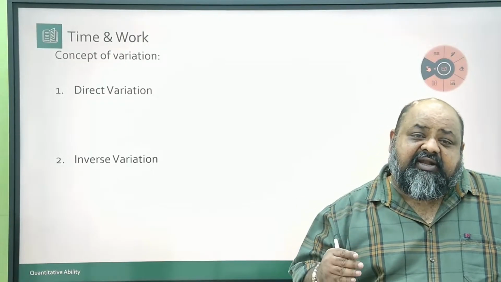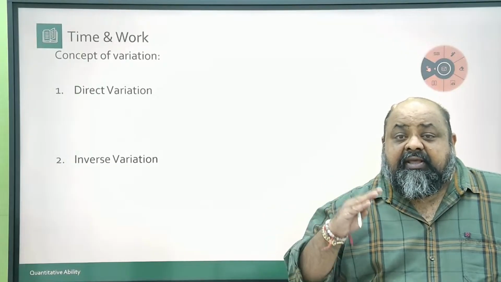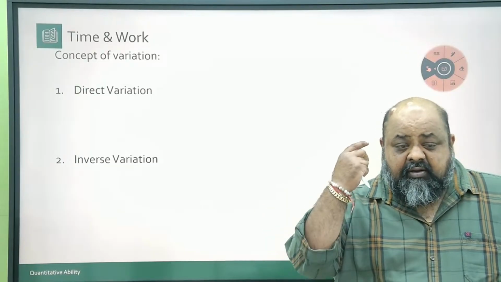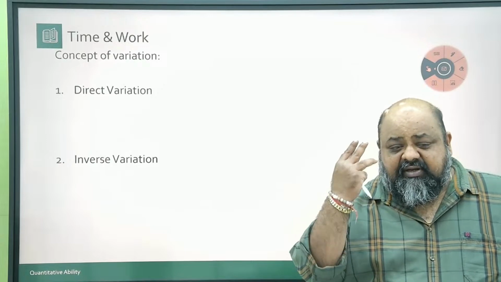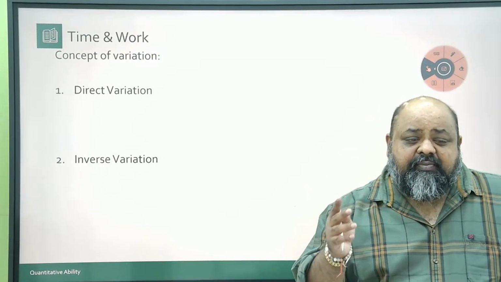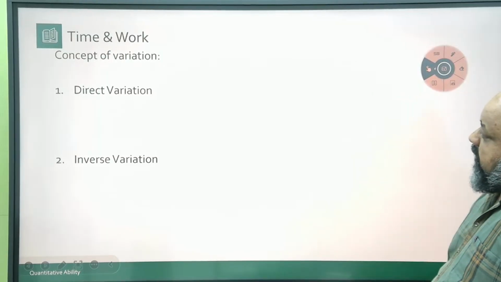If you work 6 hours in a day versus 8 hours in a day, the amount of work will be different, or else the number of days will change. So number of men, days that they work, hours per day, and the amount of work that has to be done. In these four we will try to find a relationship, two at a time, obviously.